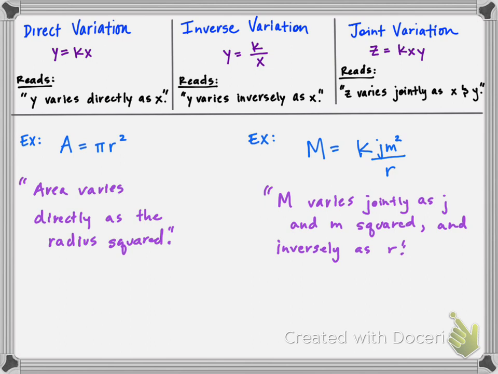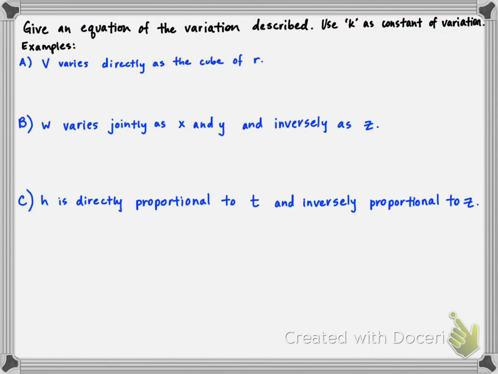So now let's work the opposite way. From the description, write the equations. So given the equation of variation described, use k as the constant of variation. Here are your examples. A, v varies directly as the cube of r. B, w varies jointly as x and y, and inversely as z. And lastly, c, h is directly proportional to t and inversely proportional to z.